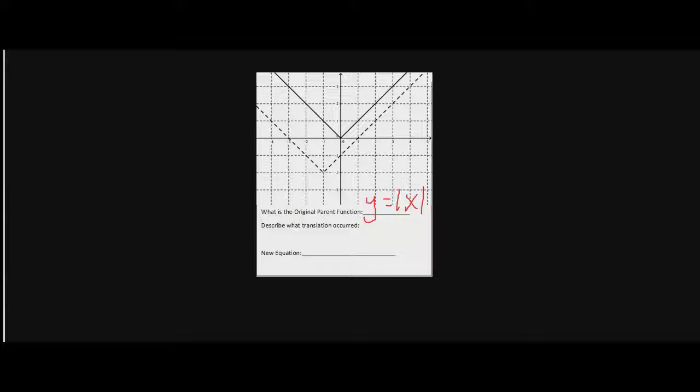And now let's see what happens. Well, to get from here to here, we're going to go down 2, and then we're going to go to the left by 1. We go down 2 and to the left by 1. So I'm going to write this down here, down 2, and we go to the left by 1. Okay? So now when I go to write this new equation, I'm going to write it over here.